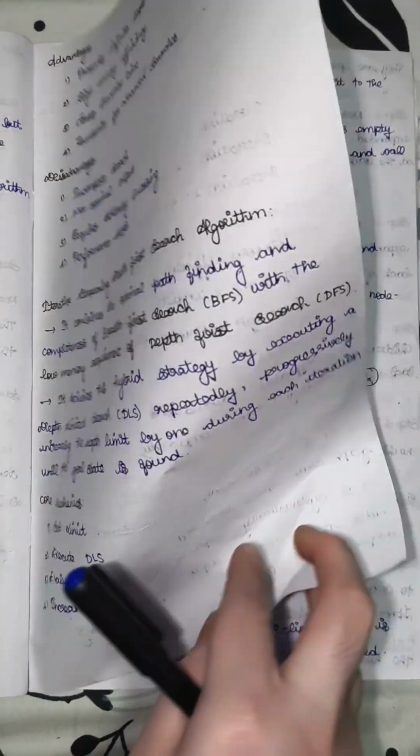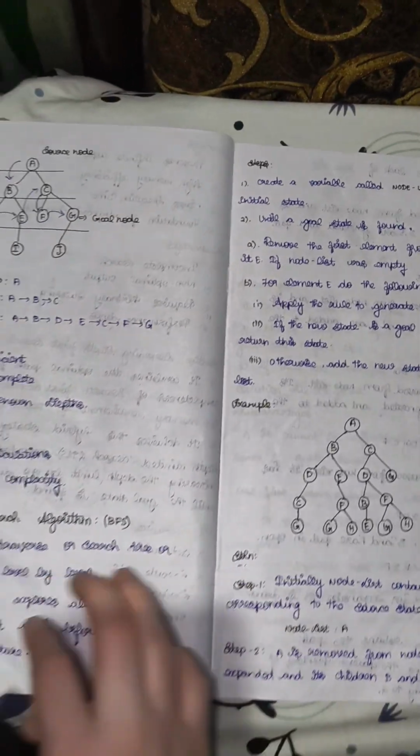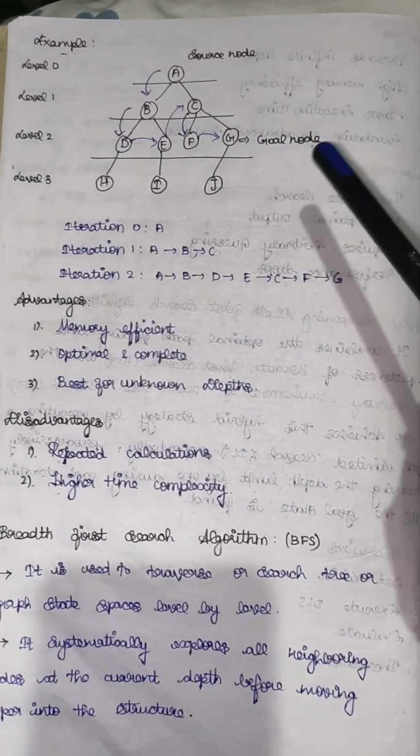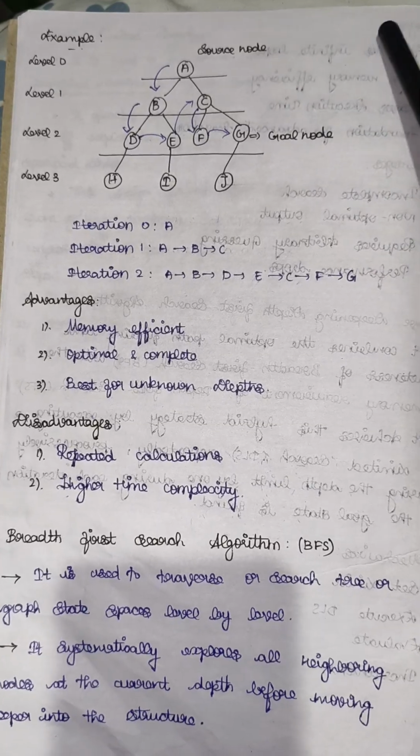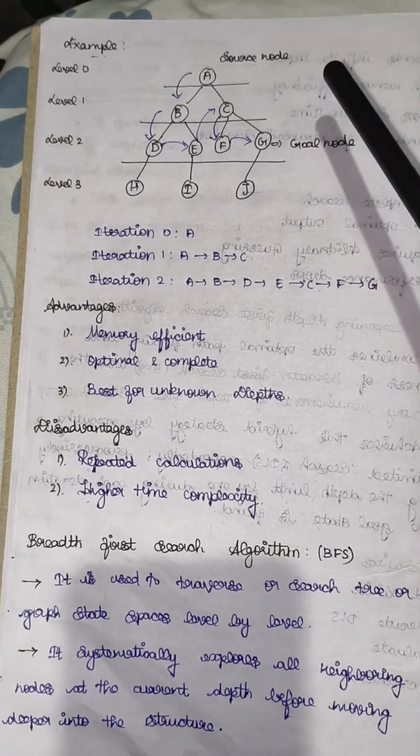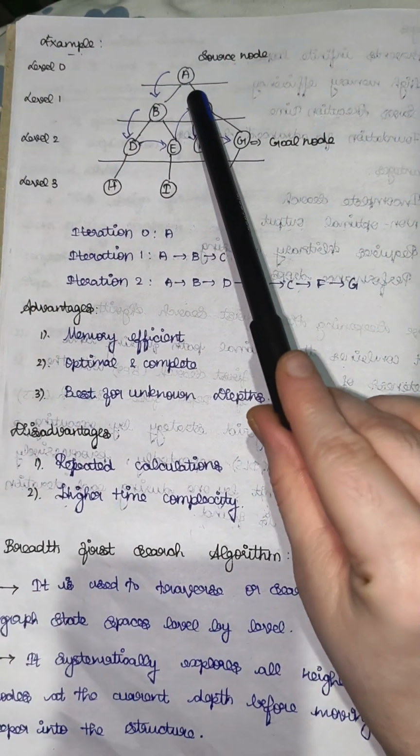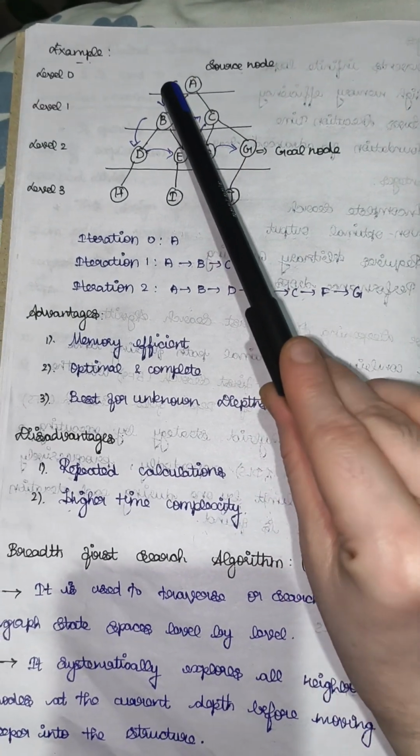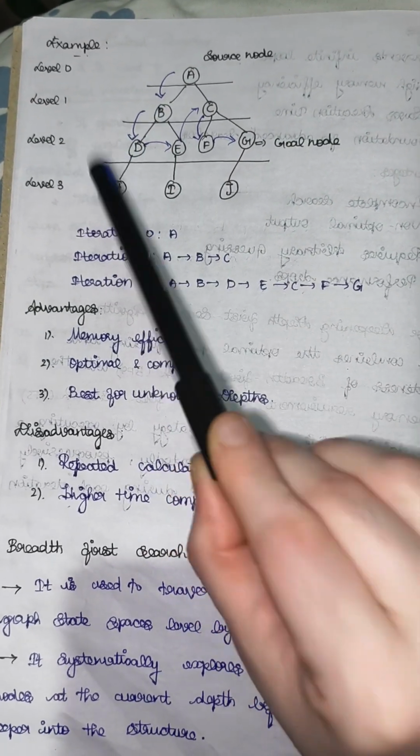Let us discuss a simple example. This is the example network. Here A is the source node and G is the goal node. In the depth limit search, we have separated it into level 0, level 1, level 2 and level 3.